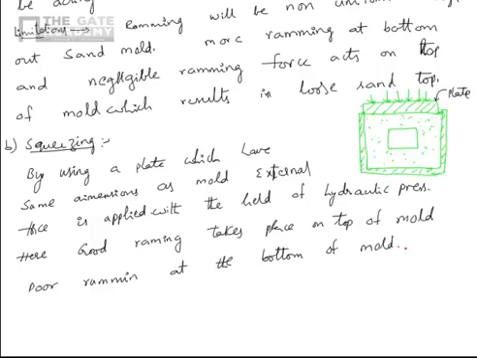So it is exactly the reverse of jolting. In jolting we allow the molding box to fall from a certain height such that the ramming action takes place due to potential energy. But here, instead of that, we keep the molding box on the ground and apply a continuous compressive force on top of the molding sand. So ramming action takes place on the top in squeezing and on the bottom in jolting.